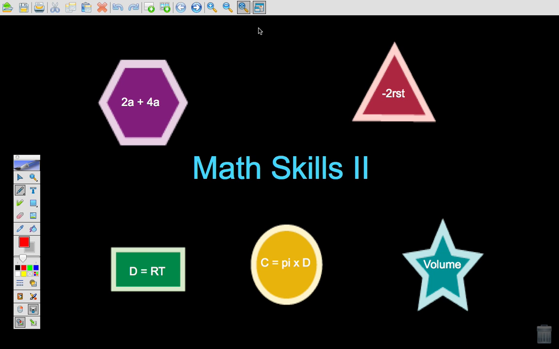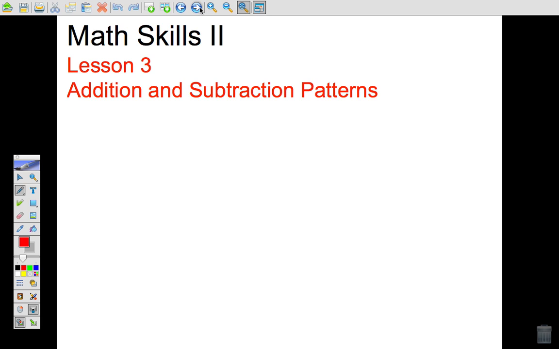Okay, in Math Skills 2, we're going to talk about our next lesson, which is called Addition and Subtraction Patterns. Part of this involves a term which we call inverse operations. And inverse operations is simply this. It sounds kind of intimidating, but it's really not.